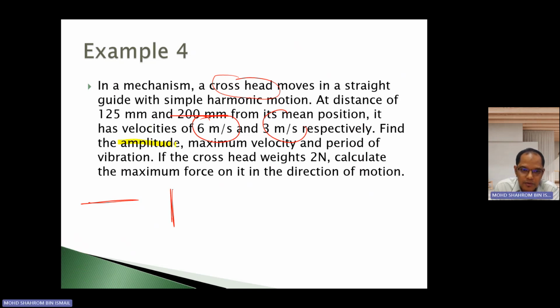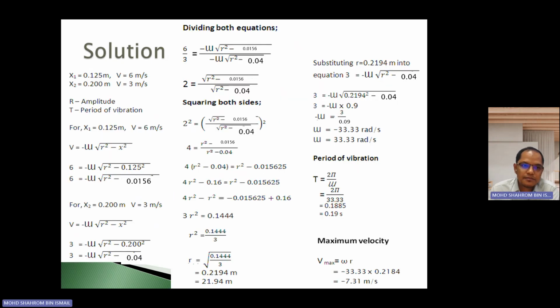the amplitude, the maximum velocity, and the period of vibration. This time they give you a new parameter, the crosshead weight, which is about 2 Newton. So they want you to find the maximum force in the direction of motion.